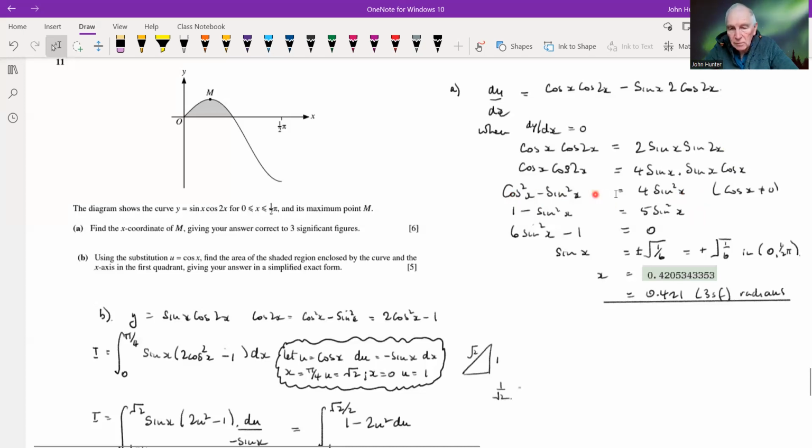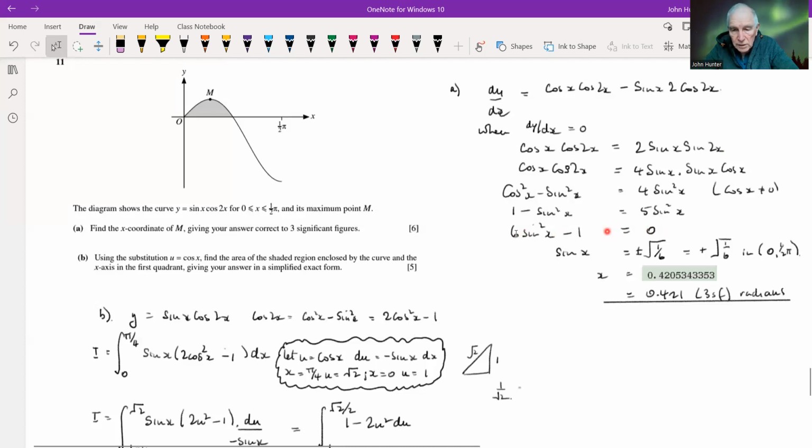Right. Well, we're kind of in business now. If we add sin squared x to each side, we're going to get 5 sin squared x on the right-hand side. We're left with this cos squared x here, which of course is equal to 1 minus sin squared x from our sin squared plus cos squared is 1 identity. Rearrange that, we get this.